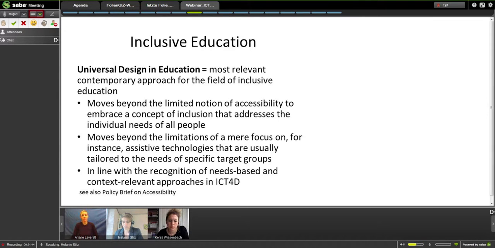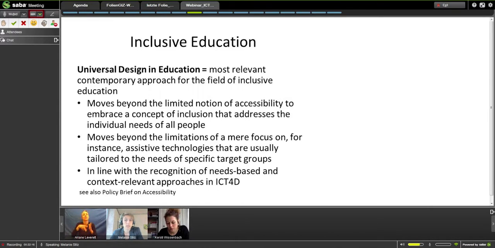Inclusive education. The most relevant contemporary approach for ICT and inclusive education is probably the universal design in education. It moves beyond the limited notion of accessibility to embrace a concept of inclusion that addresses the individual needs of all people. More information, of course, you can also find in the webinar and the policy brief on accessibility.